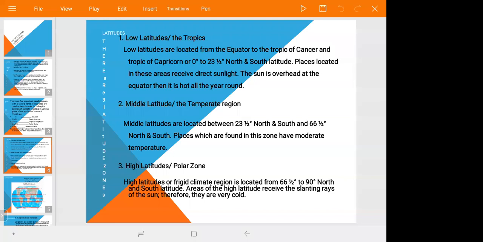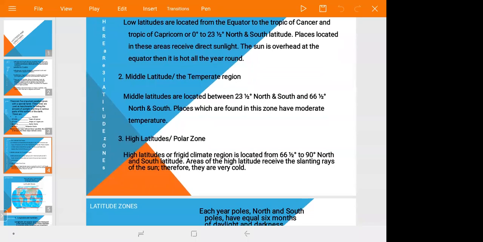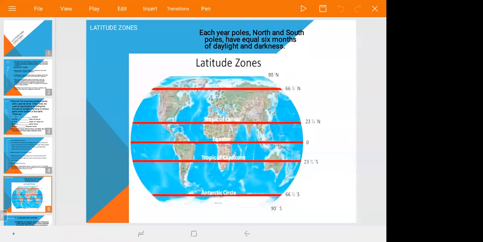Is it clear? Yes. Any confusion or question regarding these three points? No.